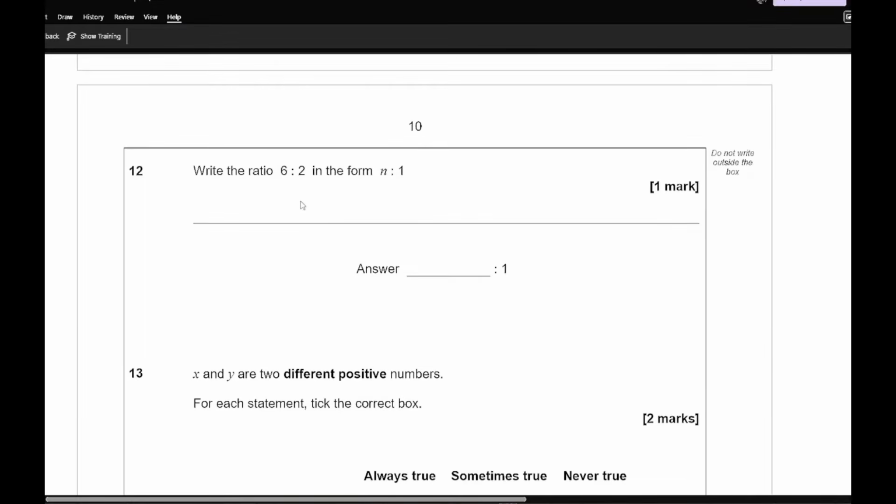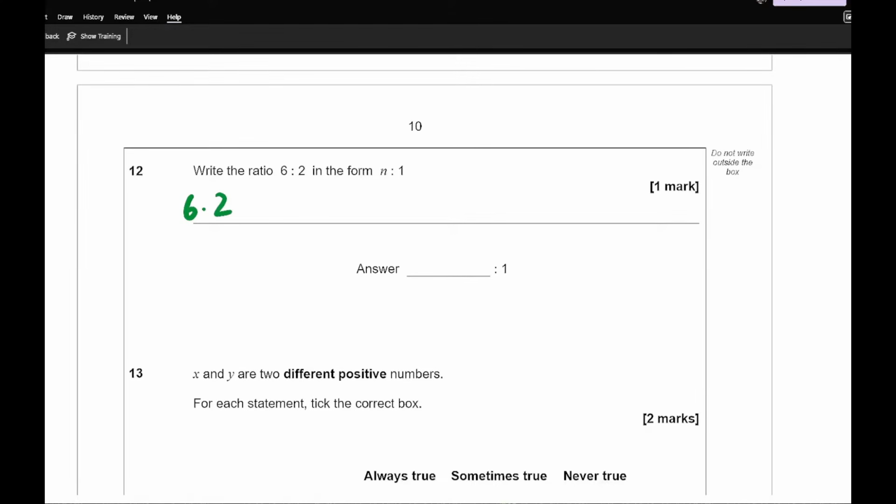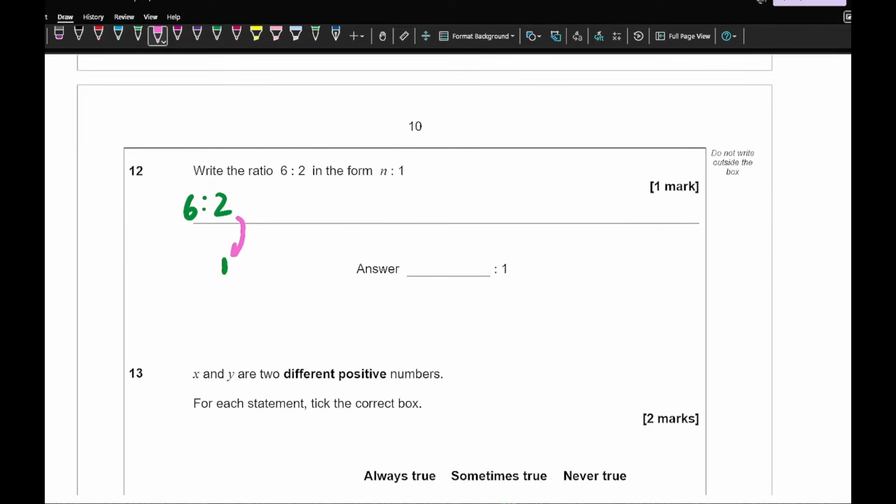Moving on to question 12, it says write the ratio 6:2 in the form of n/1. So when we've got a ratio of 6:2 and we want to write it in the ratio of something to 1, first decide which side the 1 is, which is on the right hand side, and think to yourself, what do I need to do to get from 2 to 1 by multiplying or dividing? So here I need to divide by 2, so that means I need to divide the 6 by 2, giving me an answer of 3:1.